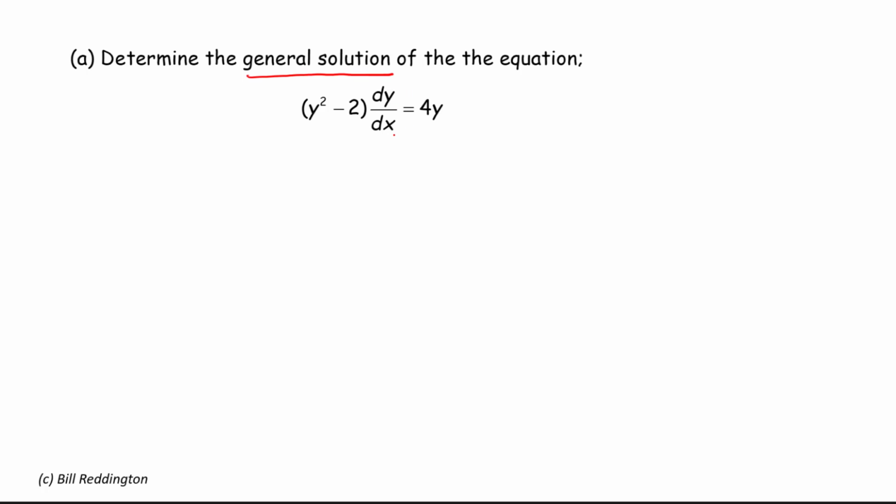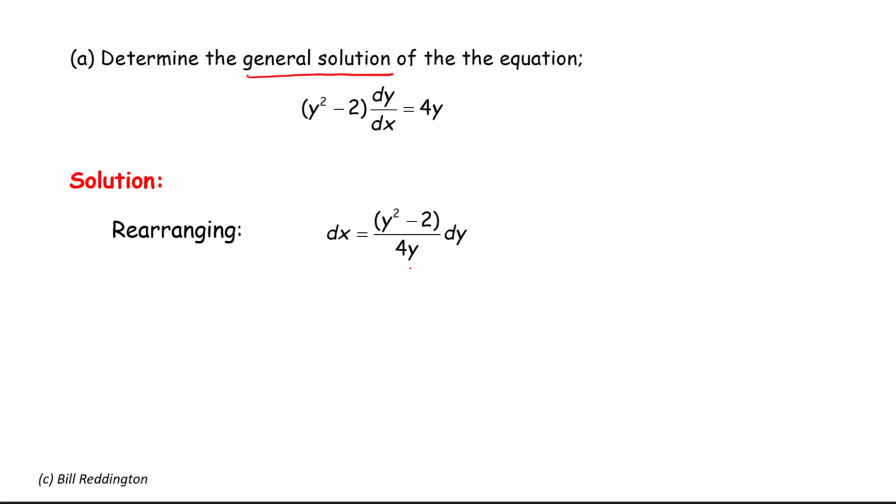Now to do these questions we use the separation of variables technique. So basically what we need to do is get any variables x with the dx and any variables y with the dy. So at the moment we have a y squared minus 2 and a dy. So let's bring the y's all to one side. If we do that, we rearrange and we get y squared minus 2, and the 4y comes down underneath the line. So dx equals (y squared minus 2) over 4y dy.